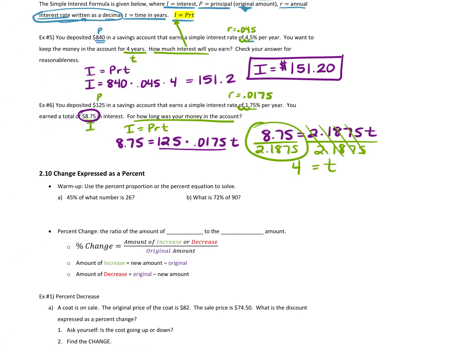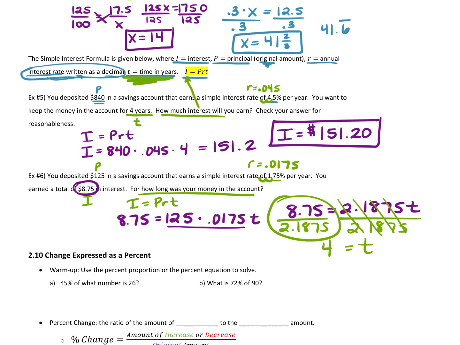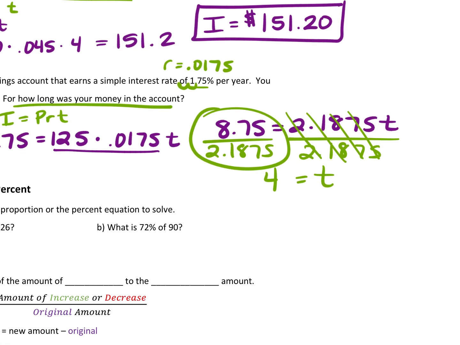Okay. We said R is your annual interest rate, your rate for the year. So T is your time in years. So we would say it was in the account for 4 years.